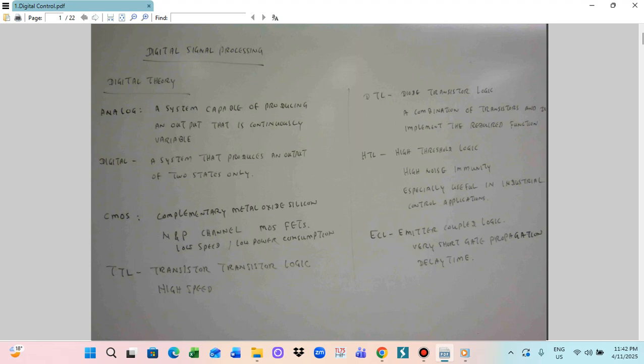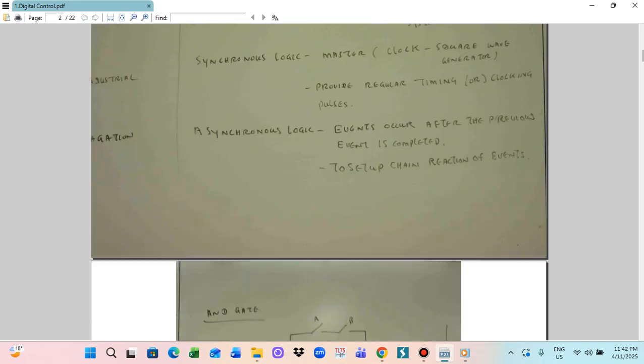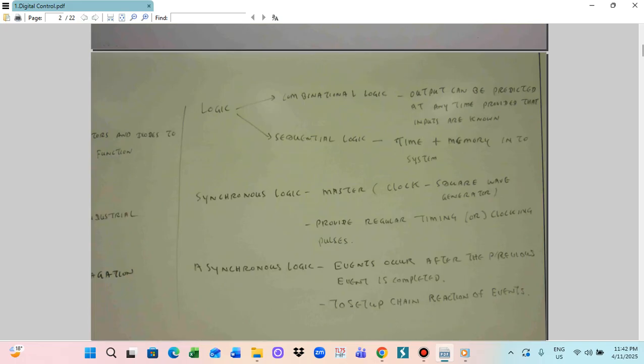Analog means a system capable of producing an output that is a continuous variable, and digital means a system that produces an output of two states only, only ones and zeros. We utilize that in IC packages to perform numerous digital functions. There are CMOS, TTL, DTL, HTL, and ECL.